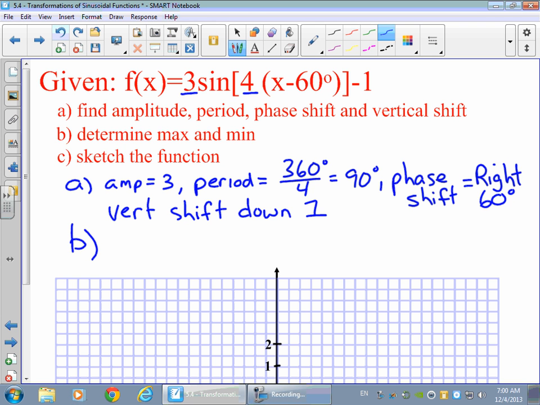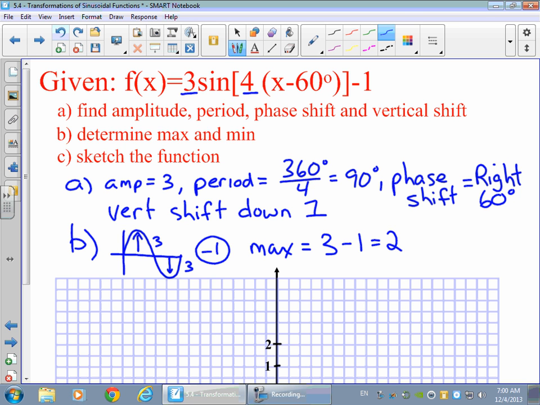Determine max and min. Okay, so again, thinking back to our original, we have the amplitude of 3. So in the original, with just an amplitude of 3, we would end up going up to 3 and down to negative 3. But of course, we're moving the whole graph down 1. So those two things together tell me that my maximum will be the 3 from the amplitude minus the 1 that I shifted down. My minimum value will be what would have been negative 3, minus 1, so negative 4.